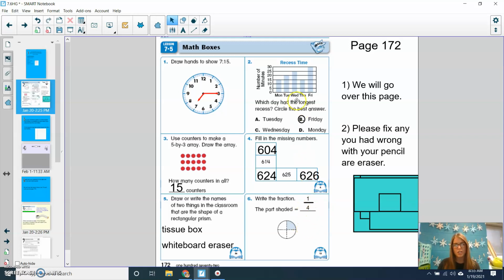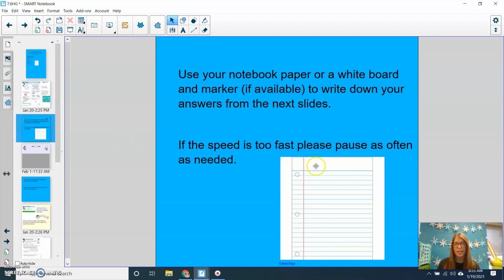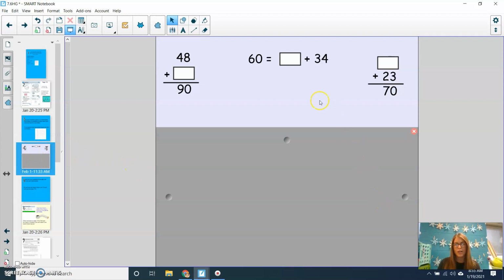So double check to make sure that your page is correct before moving on to the next part of the lesson. For the next part of the lesson, if you could either use notebook paper or whiteboard and marker to write down your answers. If the speed is too fast, pause as often as needed. For these first 3 questions, we are adding, or in a way kind of subtracting, but we're thinking, so if we start at 48, how much more to get to 90? So can you pause the video and then press play when you're ready to check?